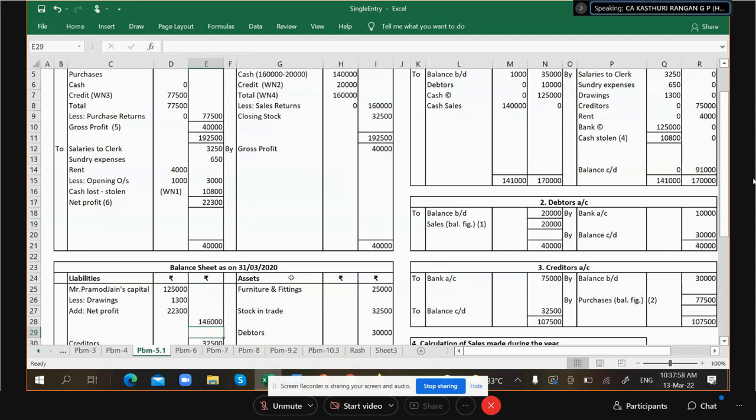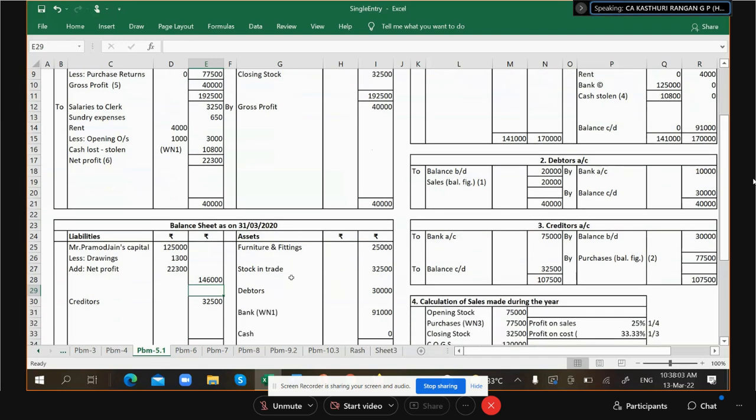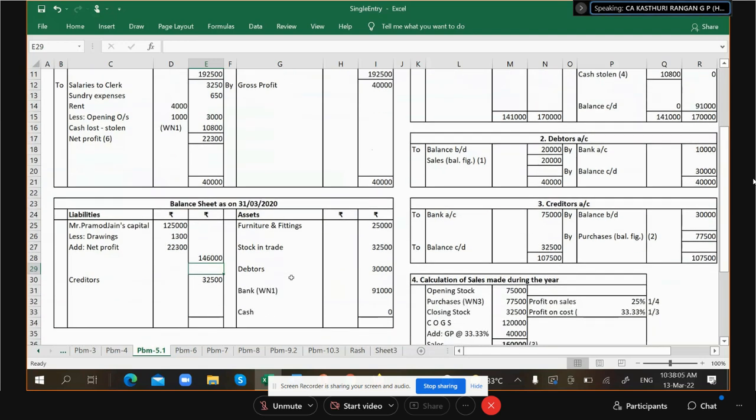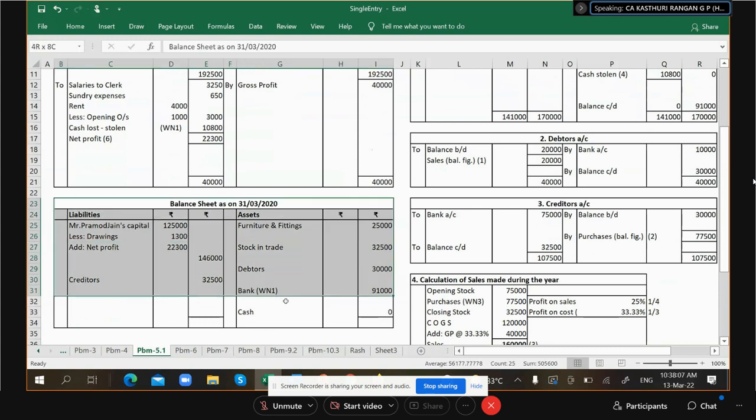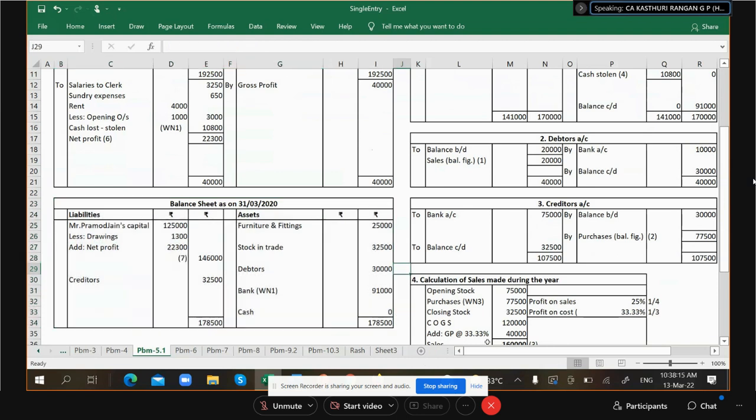Now all working notes are completed. In the trading account, we determined gross profit, then we determined net profit. We found the closing capital also. Now what should we do? Check the balance sheet total. See, is it tallying? Yes. The closing balance sheet total is 1,78,500. It tallies.